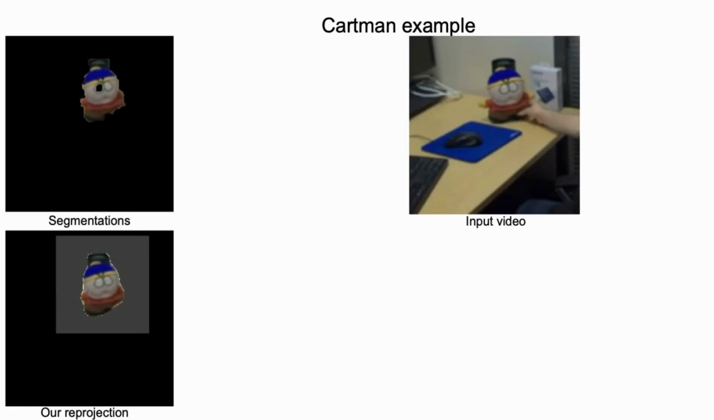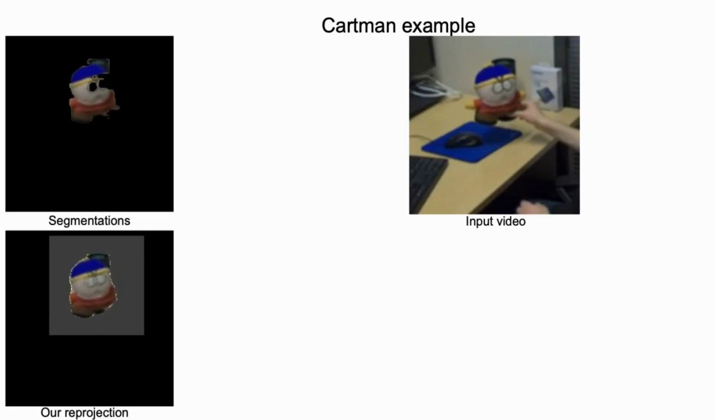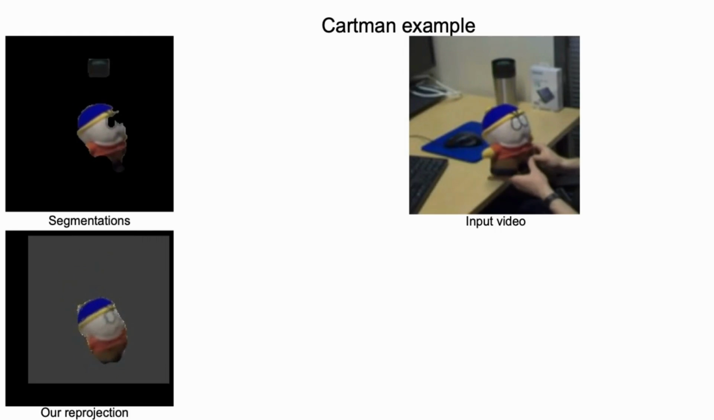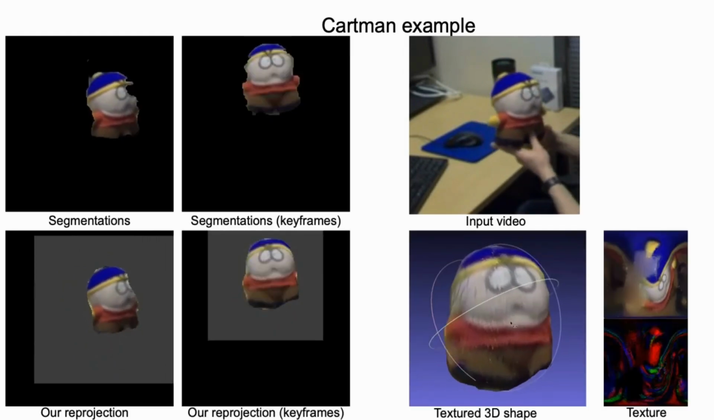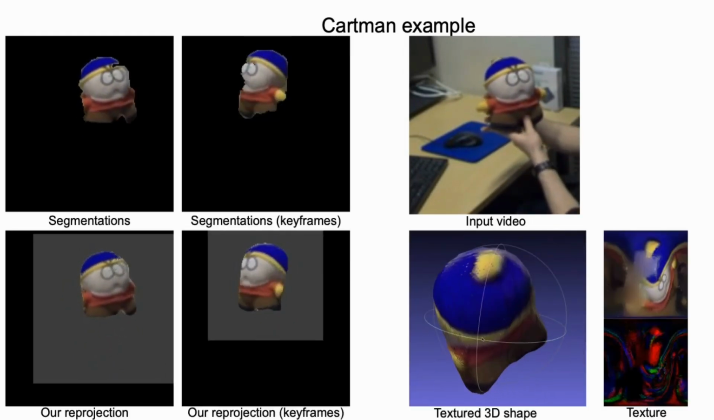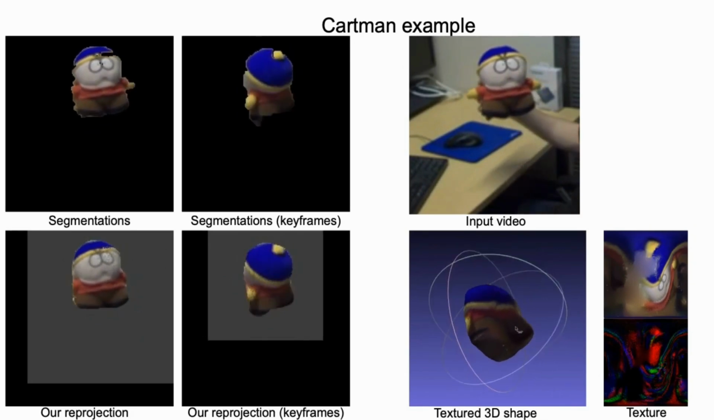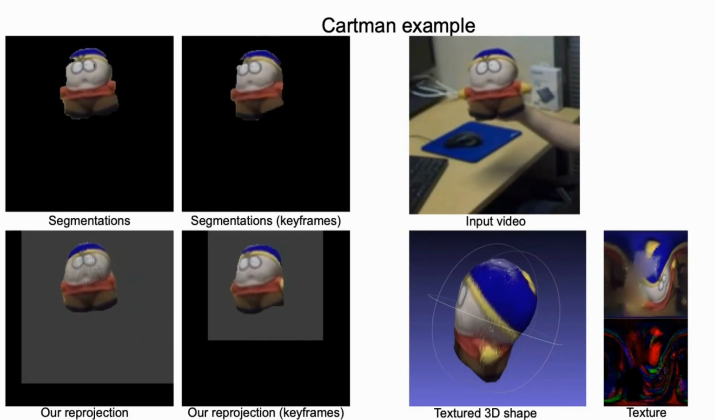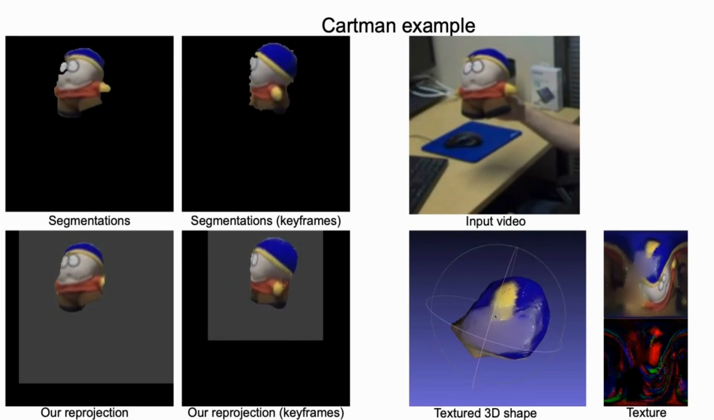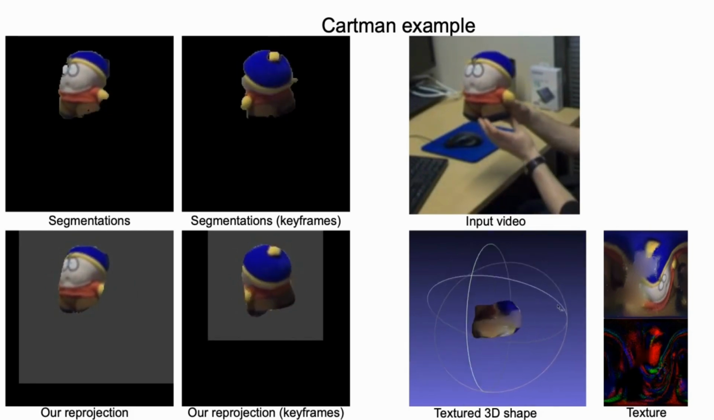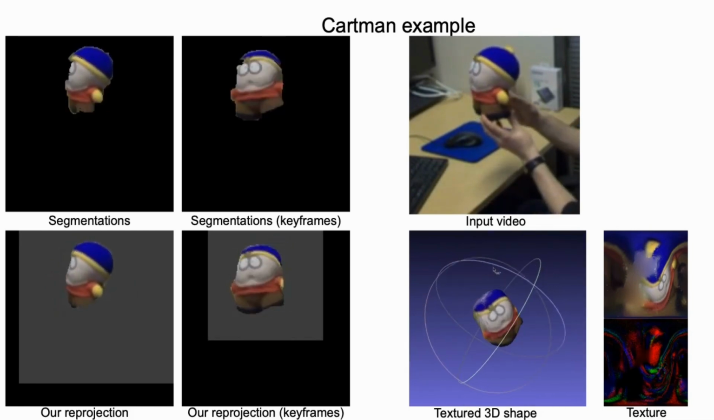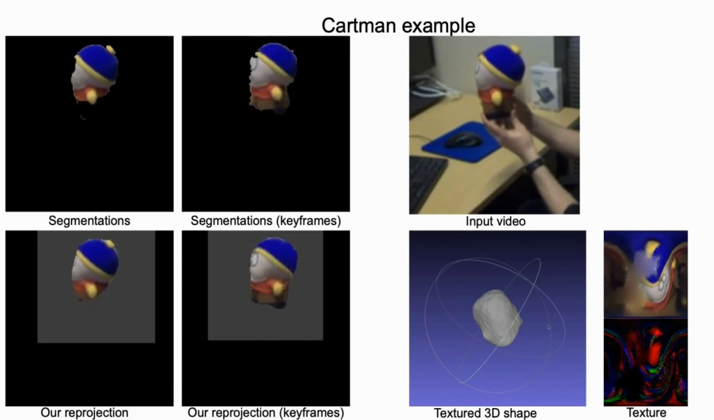In the following, we show tracking and reconstruction results of our method. First, we show example results for the tracking and reconstruction of the stuffed figure of Cartman. On the left we show input segmentations and our reconstructed frames. Next to it, we show reconstructed keyframes, and on the bottom right, we show the 3D model shape and corresponding texture map.